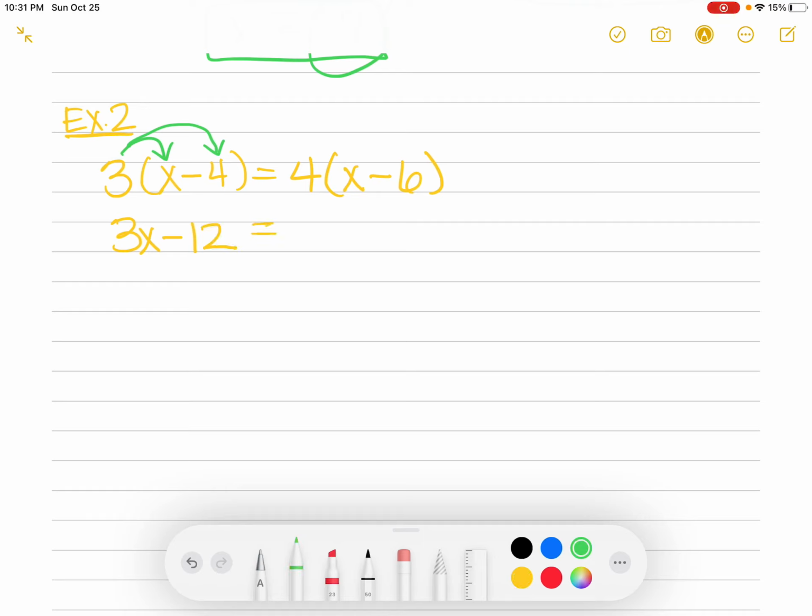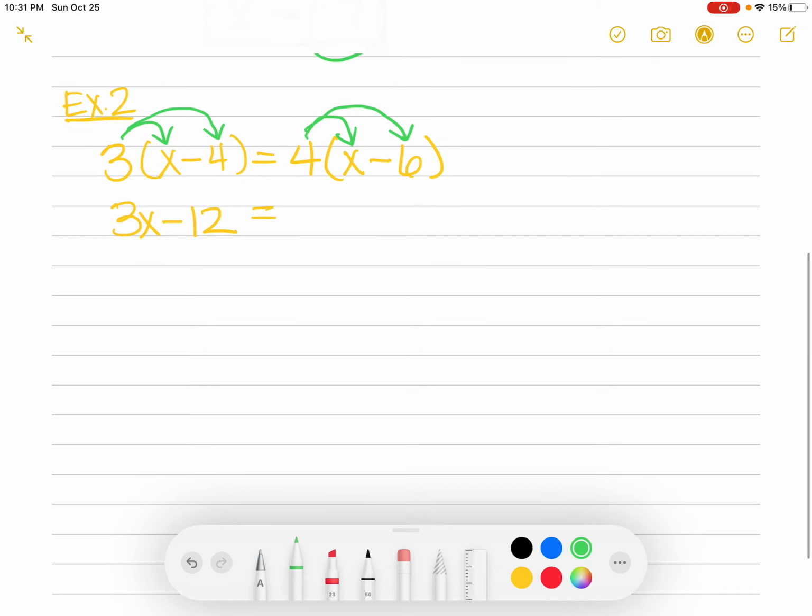Then on the other side, I'm going to take the 4 and distribute that out. I'm going to multiply it by everything inside of that parentheses. I'm going to get 4x minus 24. Now look at this one. It's just like the one above it, for example 1, where I have x's on the right side.